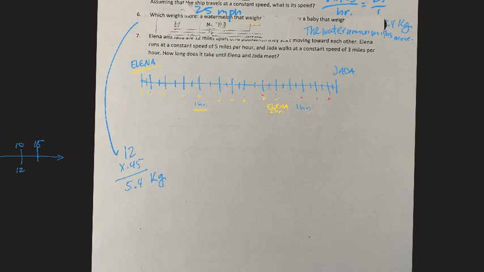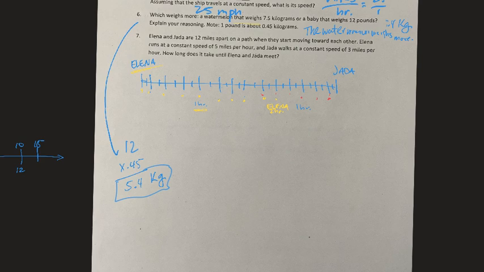So to find out how much this baby weighs in kilograms, so I can compare the two, I multiplied 12. Oh, I didn't mean to erase that. Times 0.45, which is the amount in kilograms, and that gives me 5.4 kilograms. So the baby weighs about 5.4 kilograms, which is less than 7.5 kilograms, obviously. So the watermelon weighs more.